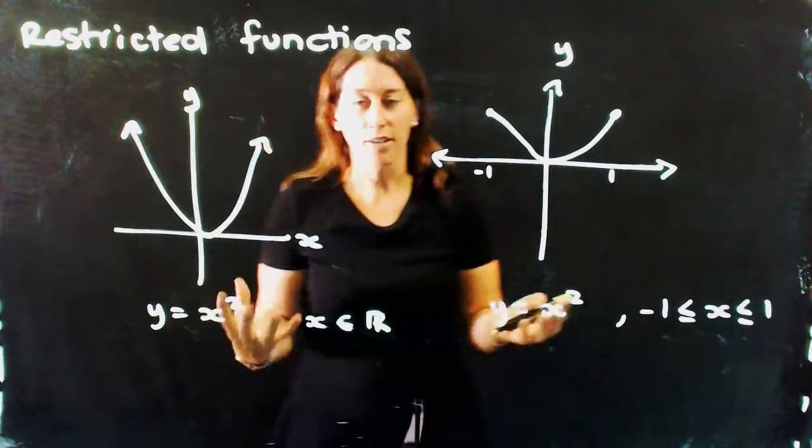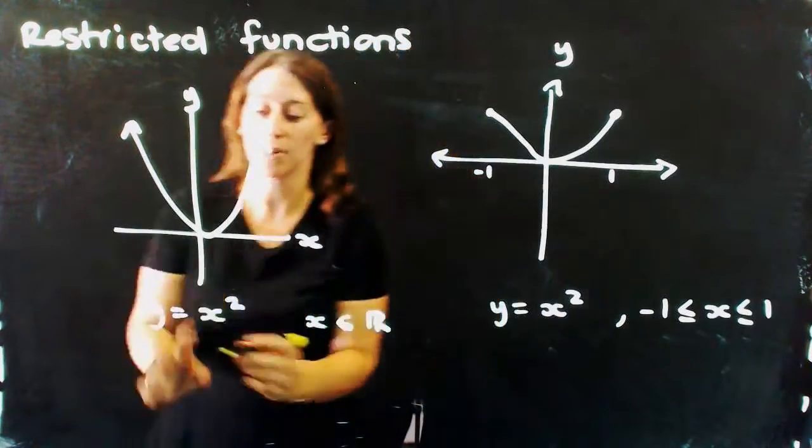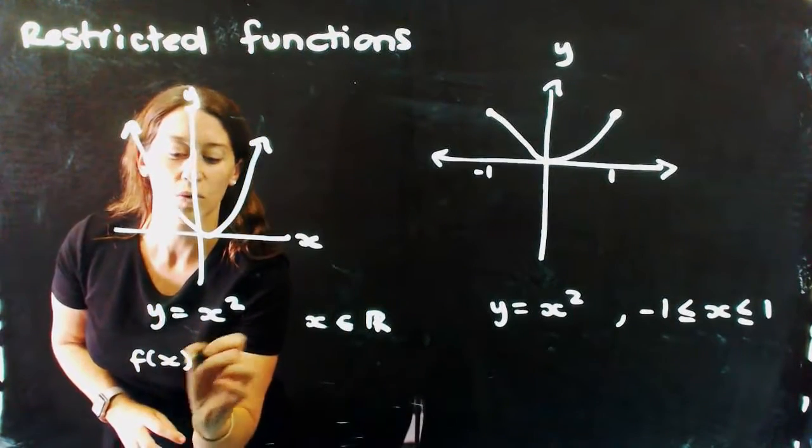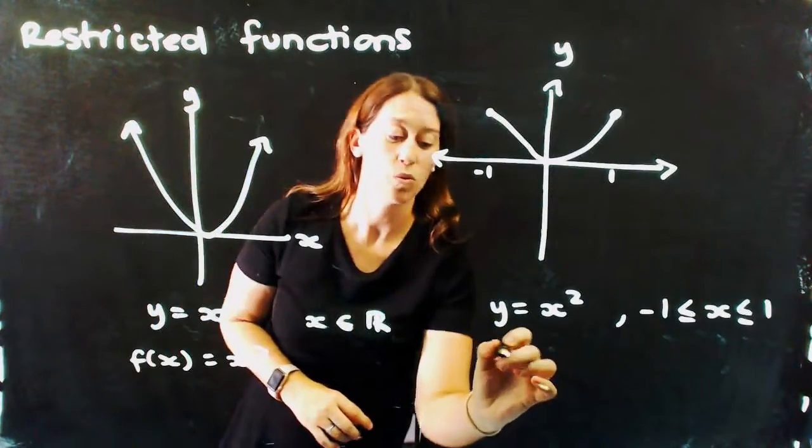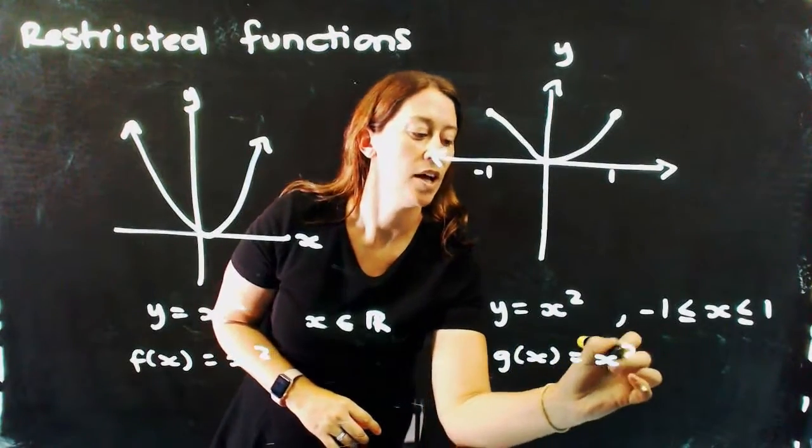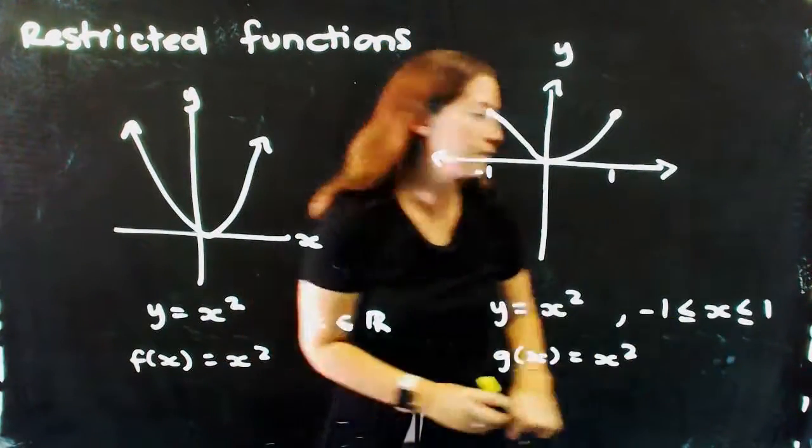So usually, if we're going to use function notation for this, this might be called f of x equals x squared, and this one would be called g of x equals x squared, and then they have different domains.